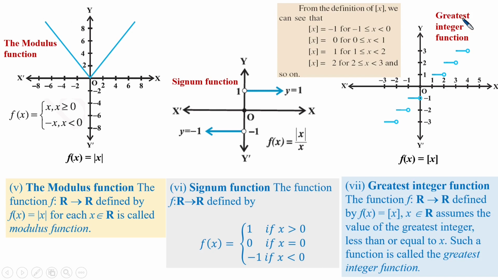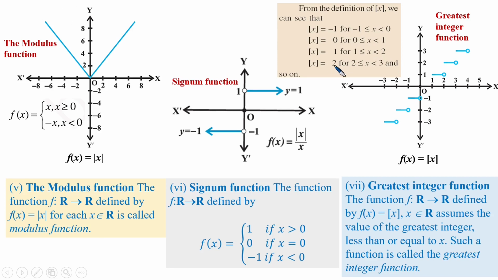Now we see what the greatest integer function is. Here I have given the definition. The greatest integer function f is such that R goes to R defined by f of x equal to, this is in square bracket. This square bracket means it has some condition. Here the conditions are given. This is x equal to minus 1 for minus 1 less than or equal to x less than 0. This is minus 1. Then here it is 0 for 0 less than or equal to x less than 1. Then it is 1 for 1 less than or equal to x less than 2. You see this 2 is not included. It is not an equal to sign here, so you keep an open circle here.